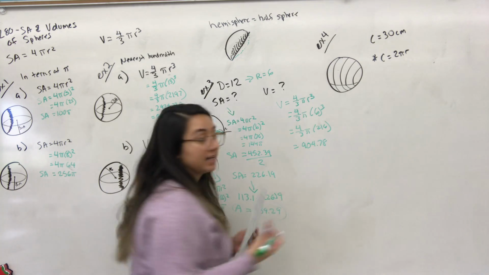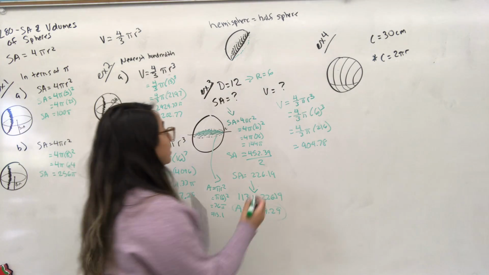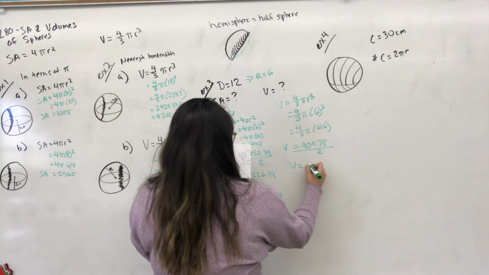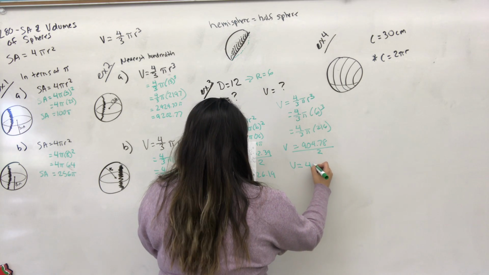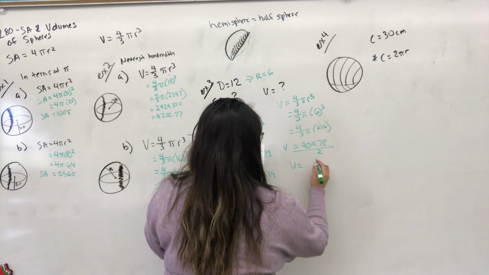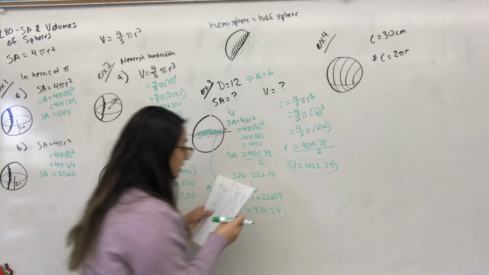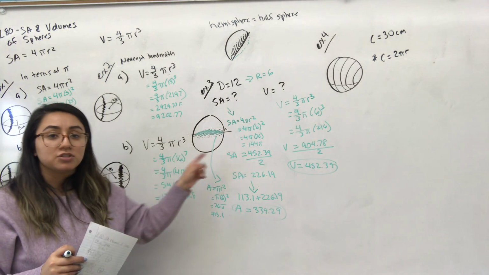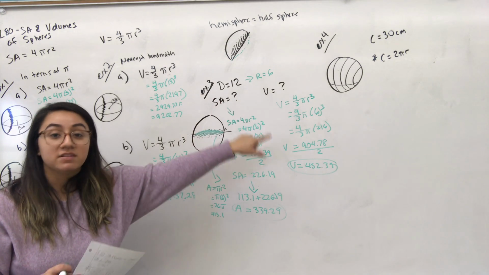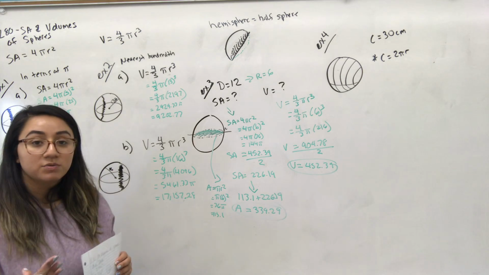So this is me multiplying with the pi there. You have the volume, but remember it's a hemisphere, so you're cutting the volume in half as well. When you cut the volume in half, you get about 452.39, and those are your two answers. So the surface area includes that circle part, and you divide by 2 for the volume. It's just that one extra step of finding that area, and that's how you would do it.